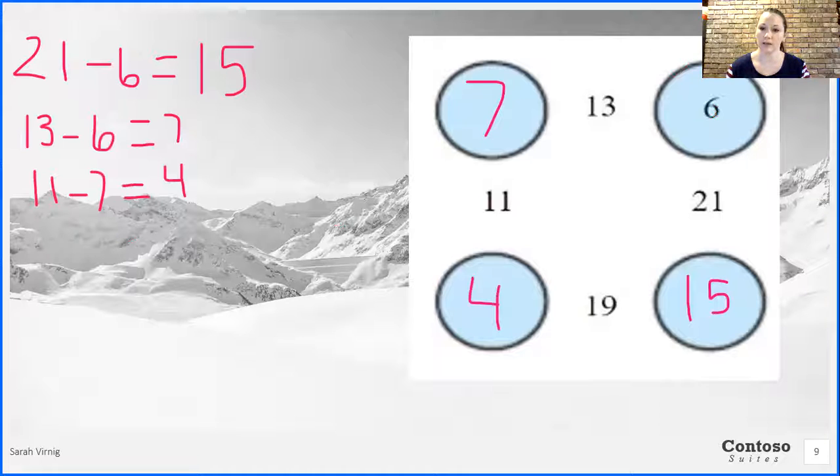Next, we take 13 minus 6. That gives us 7. That goes in the top left. Check it: 7 plus 6 equals 13. And our last circle, we take 11 minus 7 gives us 4. And again, check it: 7 plus 4 equals 11.